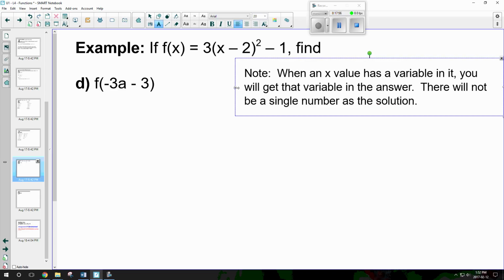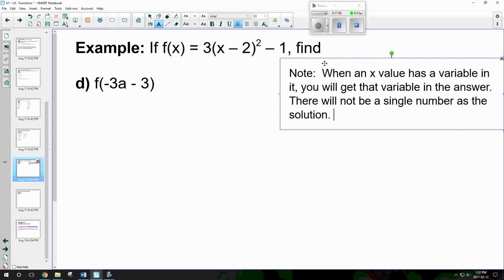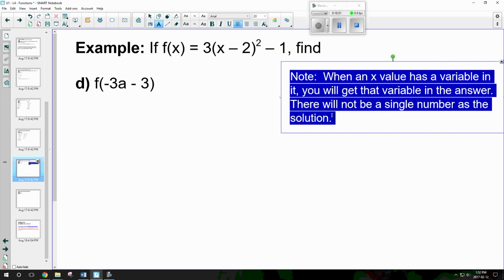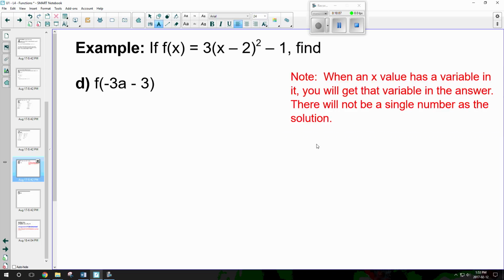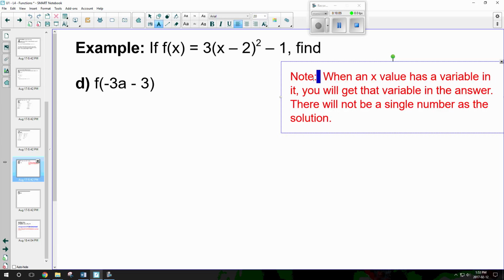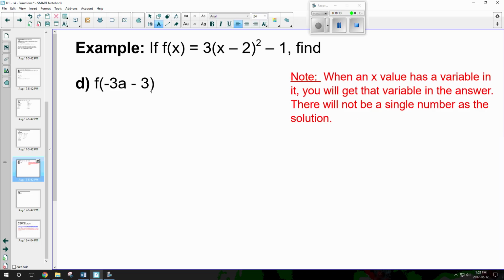In all the other ones that we've seen, we've always gotten a single number as our solution. But because there's a variable that we're plugging in, we're no longer going to get just a single answer as our solution. That's why I've written this little note here. It would be good to throw in your notes so that when you're looking at the example, you remember. Okay, so let's take a look at this.